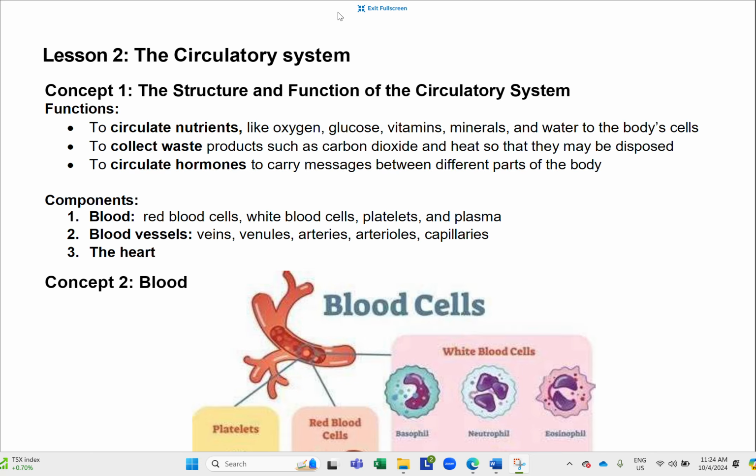So let's begin. So your circulatory system is there to circulate, right? To make things be able to transport around your body. It's like the highway system, but inside of you. So its functions are to circulate nutrients like oxygen, glucose, vitamins, minerals, and water to the body's cells, right?